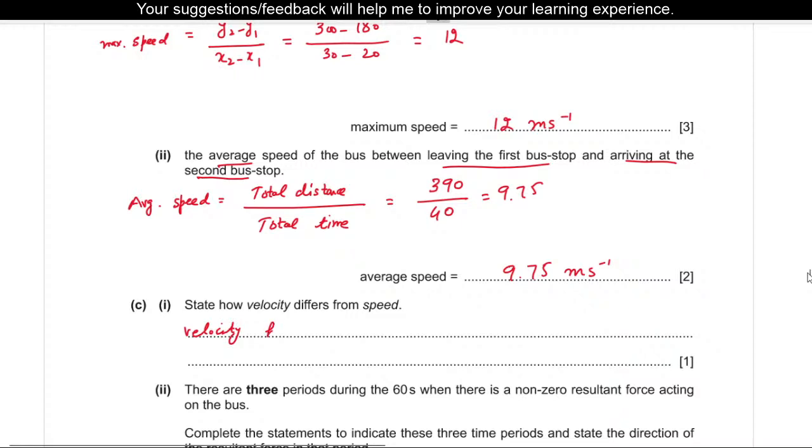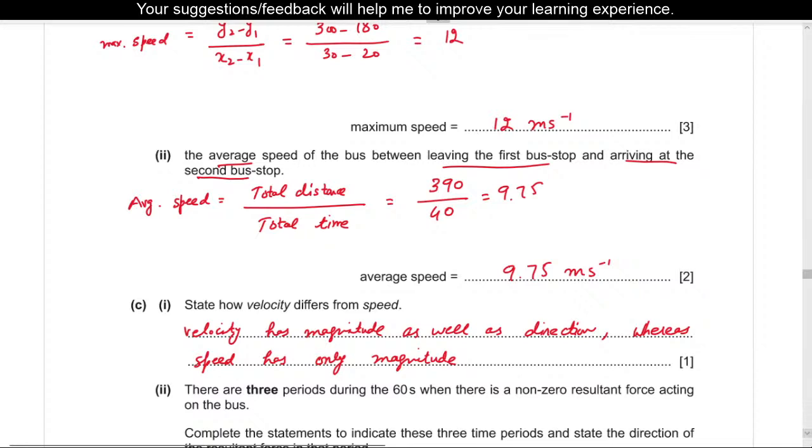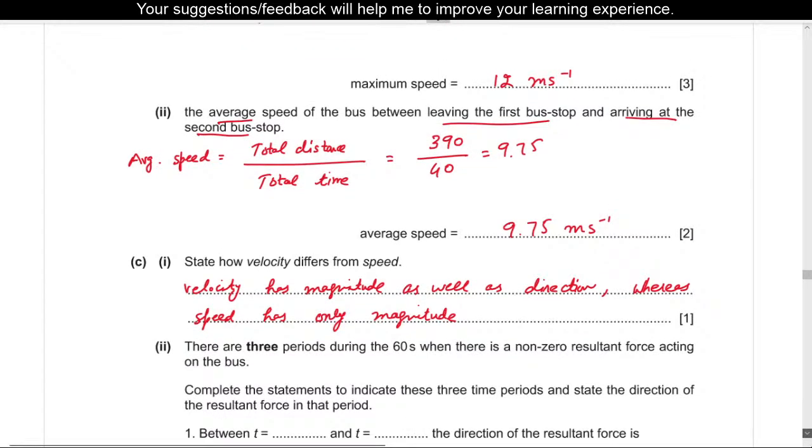Velocity has magnitude as well as direction, whereas speed has only magnitude. So this is the difference, and it's okay.